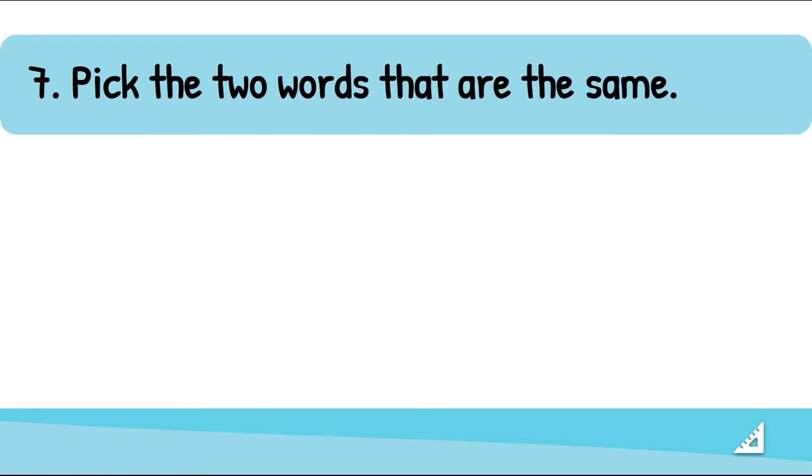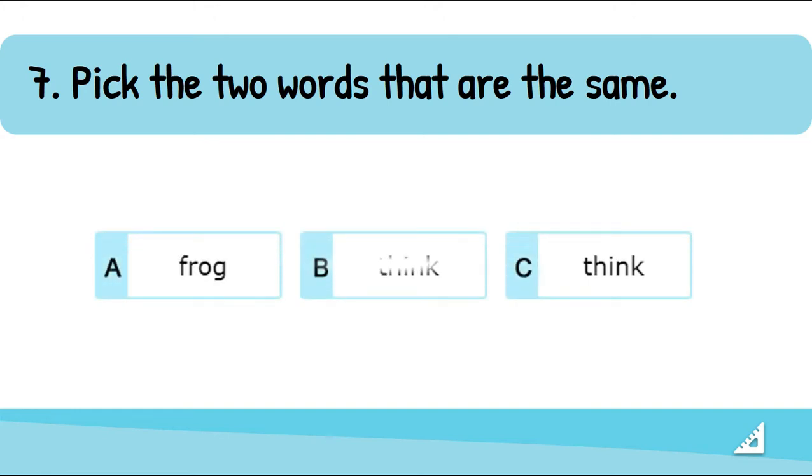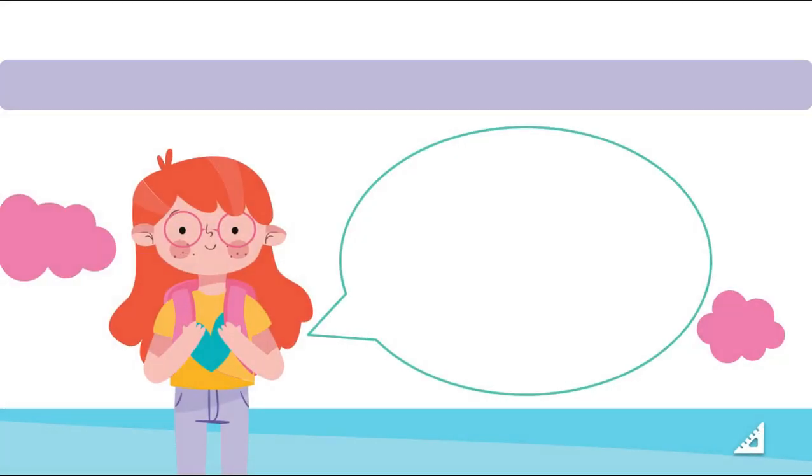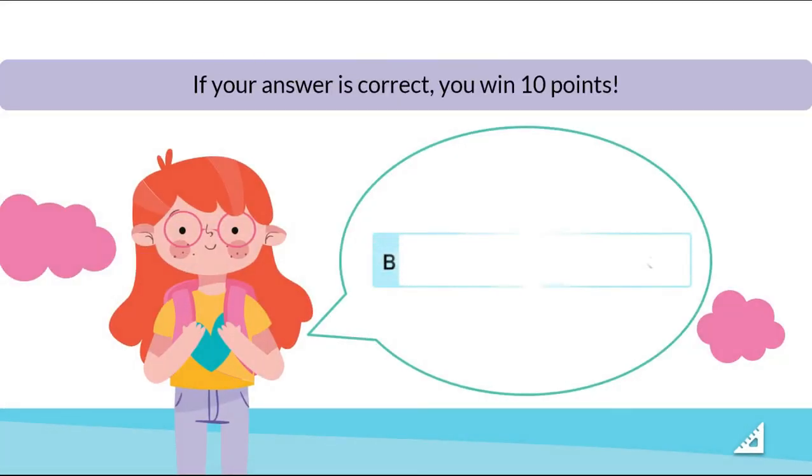Pick the two words that are the same. The options are A, frog; B, think; and C, think. And the answer is B, think and C, think.